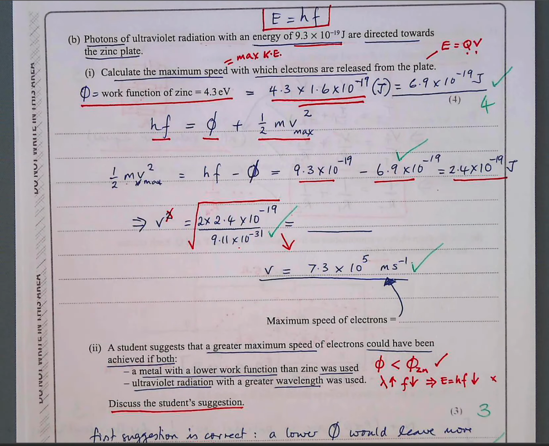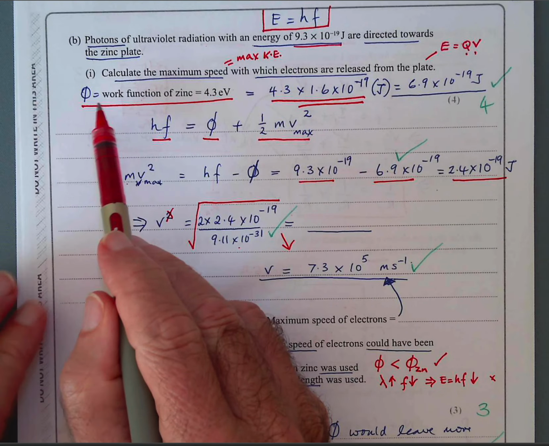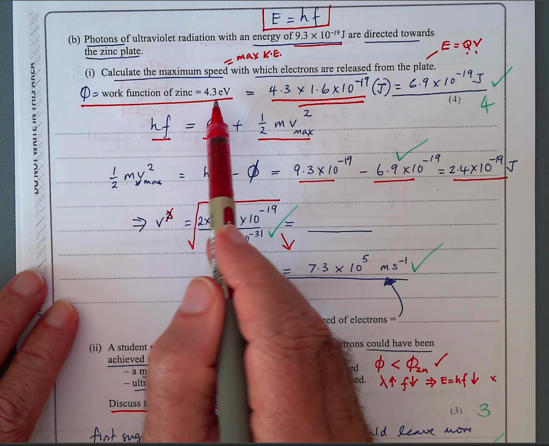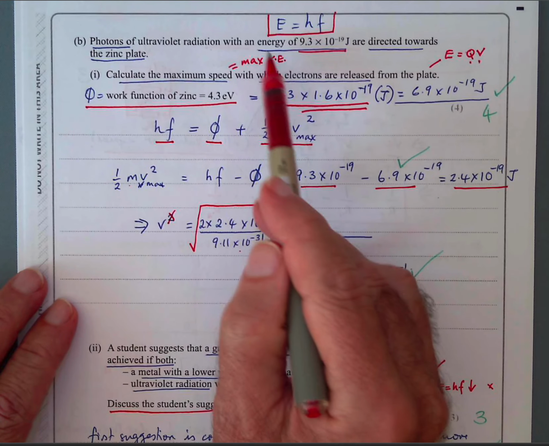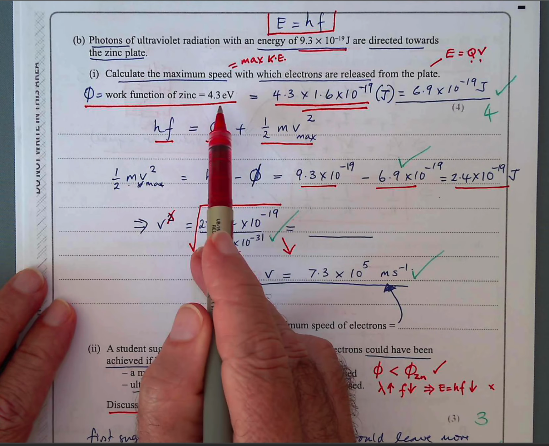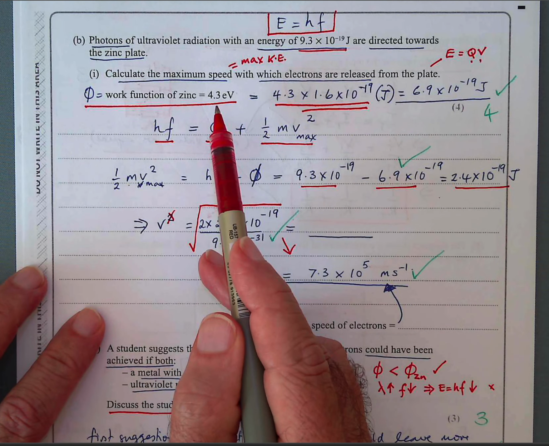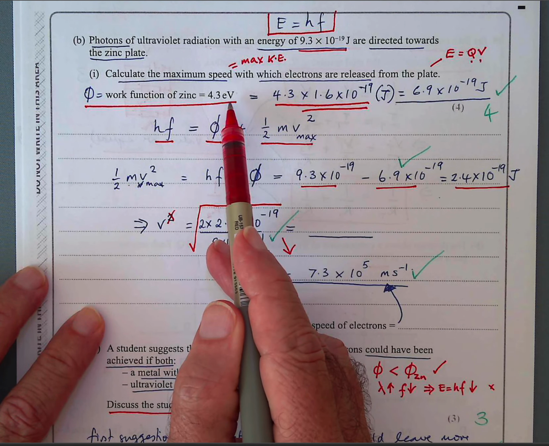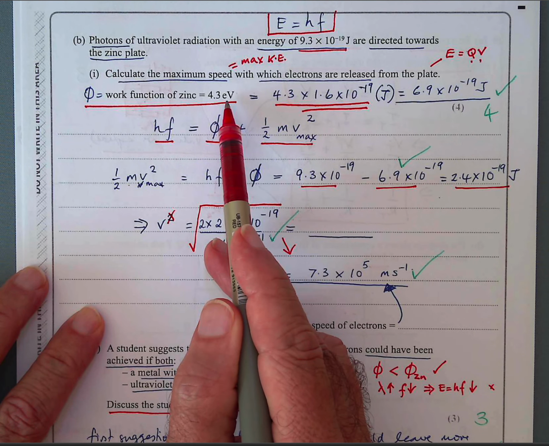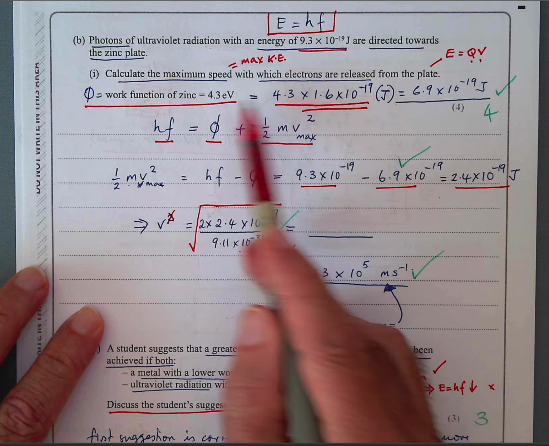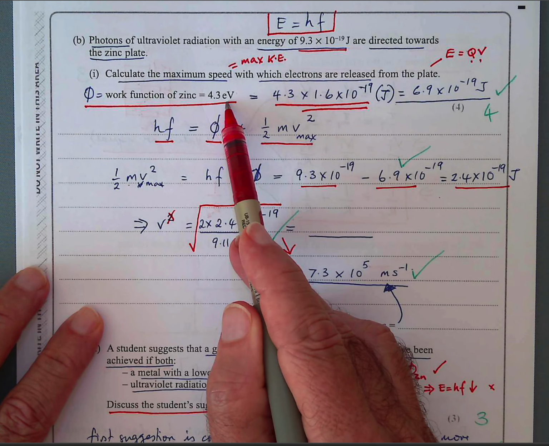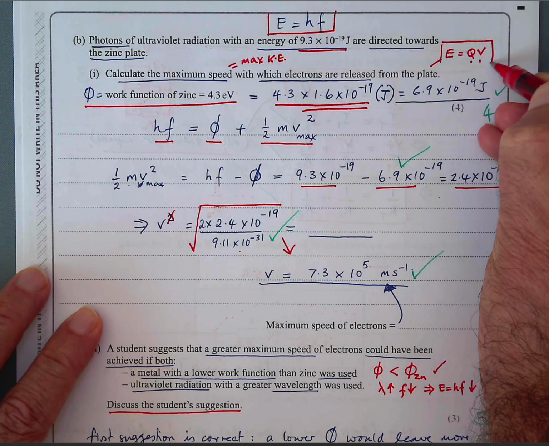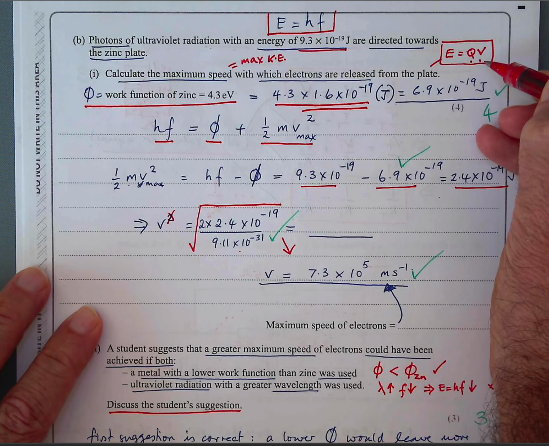So the minimum energy required is given to you by what's called the work function. The work function for zinc is given to you as 4.3 electron volts. Now remember, over here they're giving us the energy of the photon in joules, and here they're giving you the work function in electron volts. An electron volt is the amount of kinetic energy that an electron would gain if given that voltage. To work it out, you multiply the voltage, which is 4.3, by the charge of the electron, which is 1.6 times 10 to the minus 19. It comes from the equation E equals QV, which defines the volt, actually.